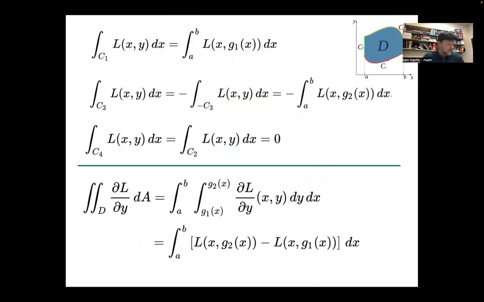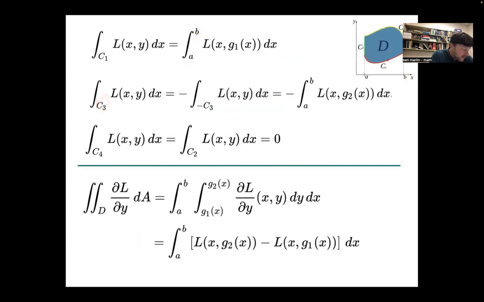And so here, if we talk about just the L portion, if you go ahead and talk about what it means to do a line integral, then we want to talk about going along C1 here. And that line integral would be an integral from a to b of the L with x put in for the x and whatever the function is on the bottom. So we called it g1 of x. So that would be just an integral.